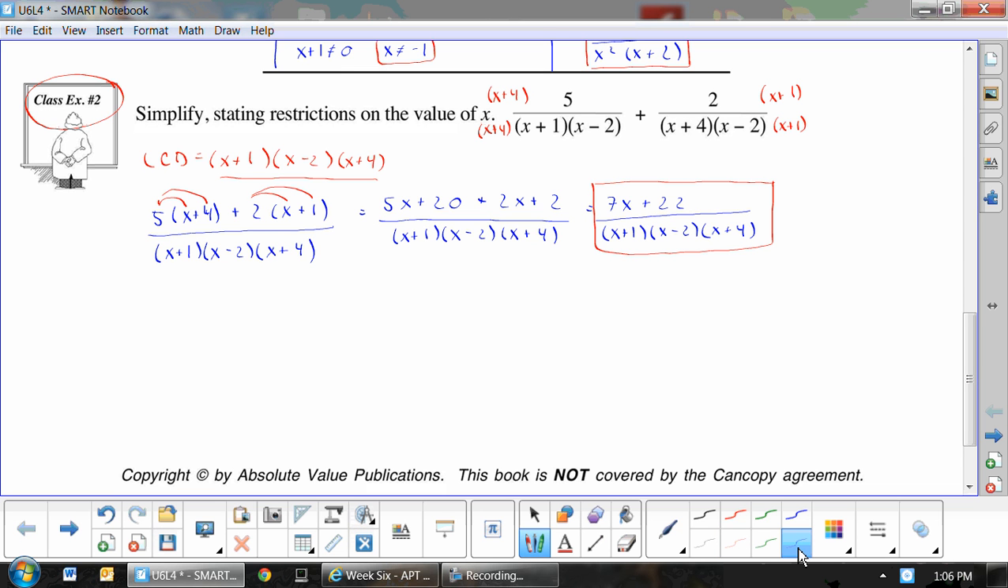So we should look for our non-permissibles. We want to use our factors from our original. So x plus 1 cannot equal 0, so x cannot equal negative 1. x minus 2 cannot equal 0, so x cannot equal 2. x plus 4 cannot equal 0, so x cannot equal negative 4.